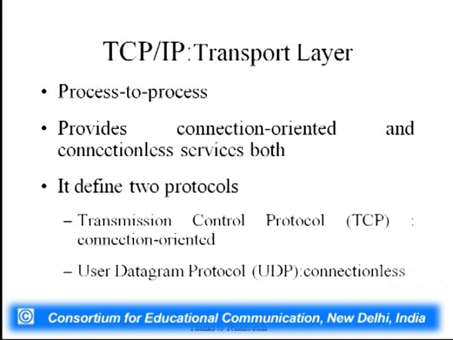Now, the transport layer, which we said is a process to process communication. As we said, the transport layer in TCP/IP provides both kinds of services, connection oriented and connectionless, and it defines two protocols. As I said in the beginning, the transmission control protocol is your connection oriented protocol and the user datagram protocol is a connectionless protocol.